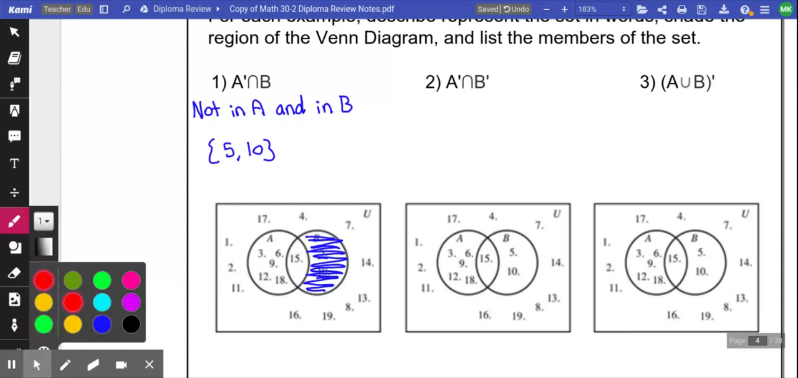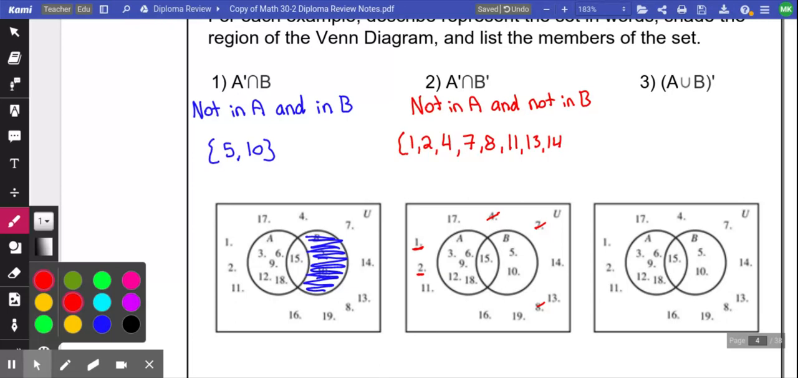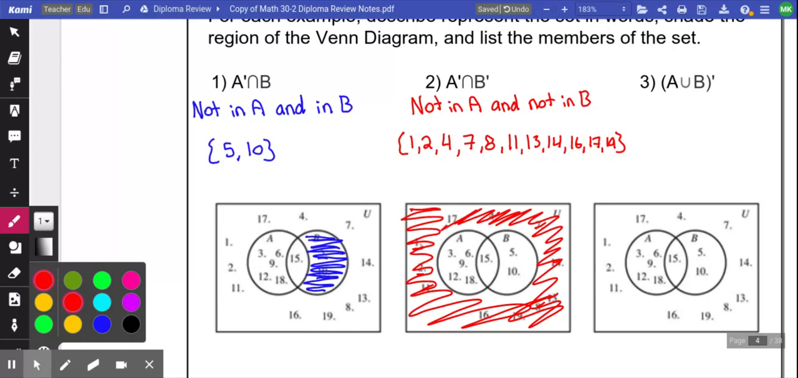Number 2. I'm looking for numbers that are not in A and not in B. So I'm looking for numbers that aren't in either spot. Good example of this would be these numbers on the outside. They are not in A and they are not in B. So my answer would be 1, 2, 4, 7, 8, 11, 13, 14, 16, 17, and 19. Those are the numbers that are not in A and not in B. If you were to shade it, we are shading everything around the outside of my circles in the universal set. Like that.